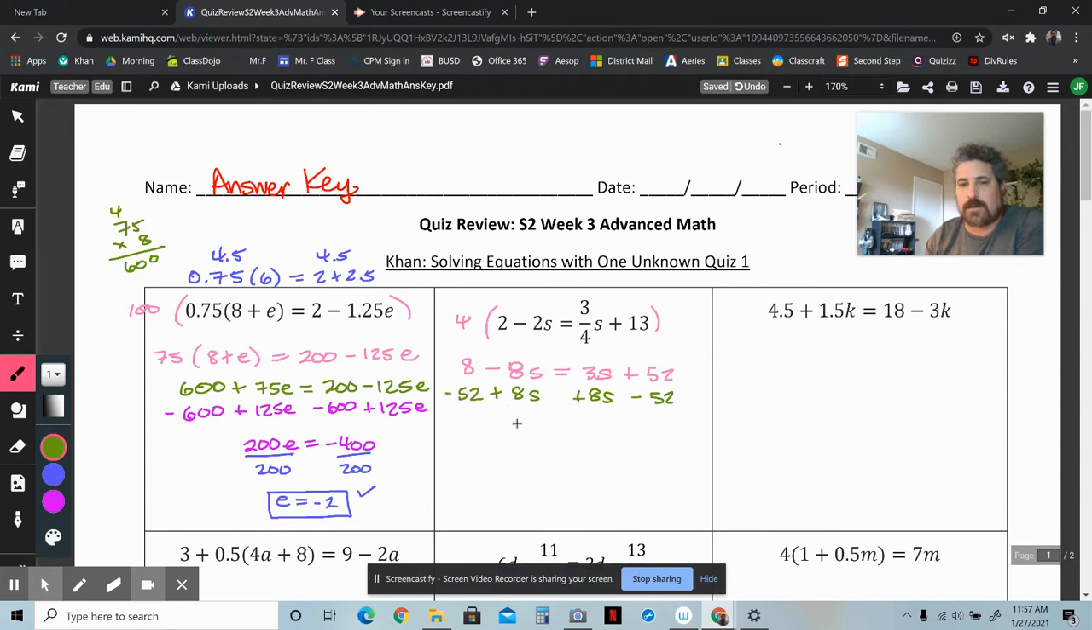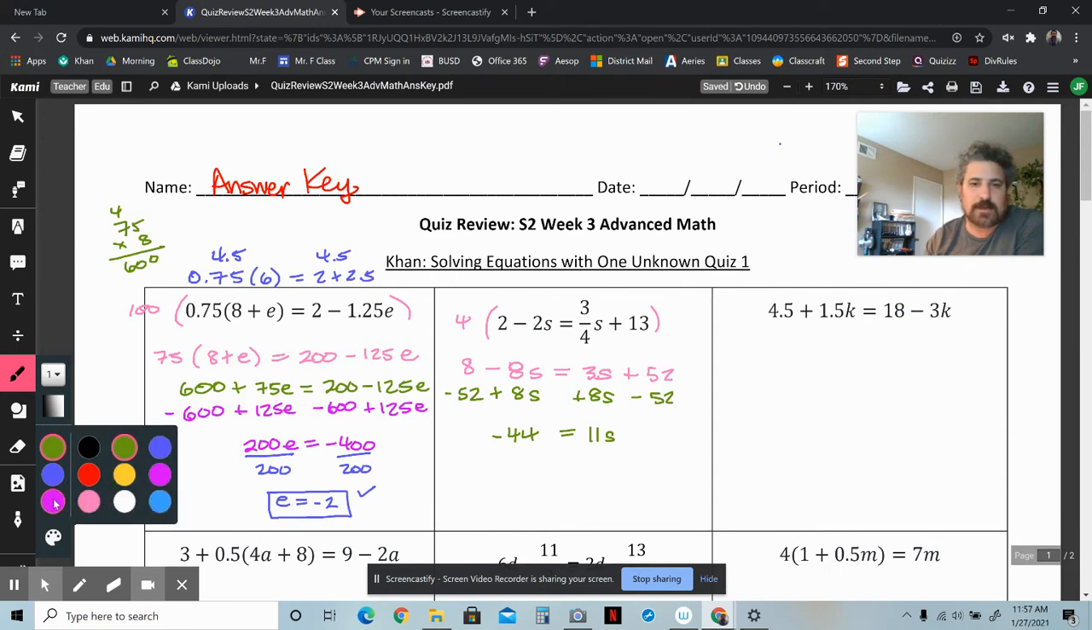And what you get here is a 0 pair. And over on the right-hand side, you end up with 11 s's. And the numerical value here is 8 take away 52, which basically means the negative is going to win by how much. And 52 take away 8 is going to be 50 take away 6, which is going to be 44. So you get negative 44 is equal to 11s.